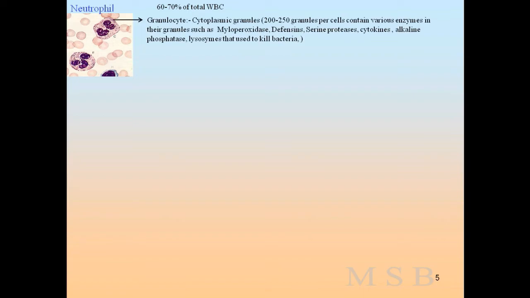Neutrophils are the most abundant immune cells, about 60 to 70% of total WBCs. It is one of the granulocytes because it contains granules in the cytoplasm. The cytoplasmic granules of a neutrophil, near about 200 to 250 granules per cell, contain various enzymes: myeloperoxidase, defensin, serine protease, cytokines, alkaline phosphatase, and lysozymes that are used to kill bacteria.